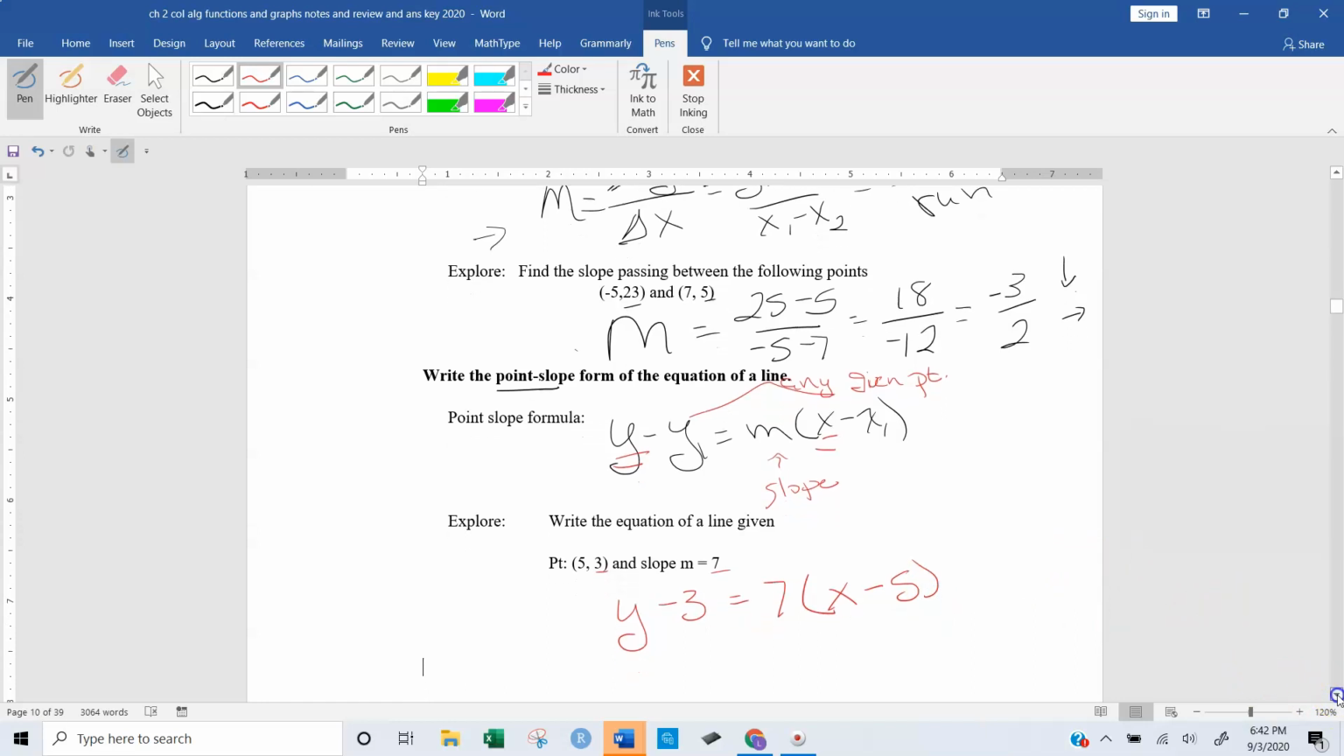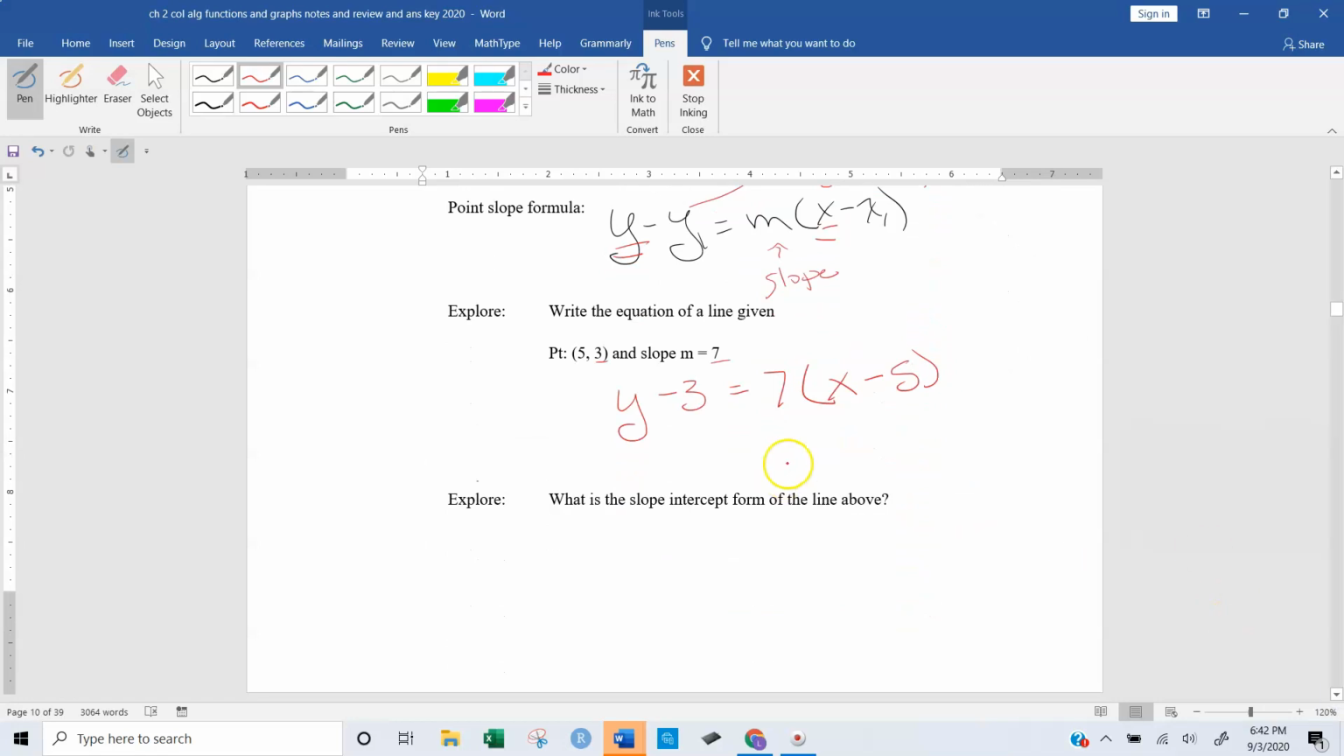Now, if on the test I ask you for slope intercept form, and I give you the point and the slope, you start here, but then you solve for y. So the first thing we do here is distribute your 7. So now we have y minus 3 equals 7x minus 35. Add your 3 over. So y equals 7x minus 32. And this here would be known as slope intercept form of a line.